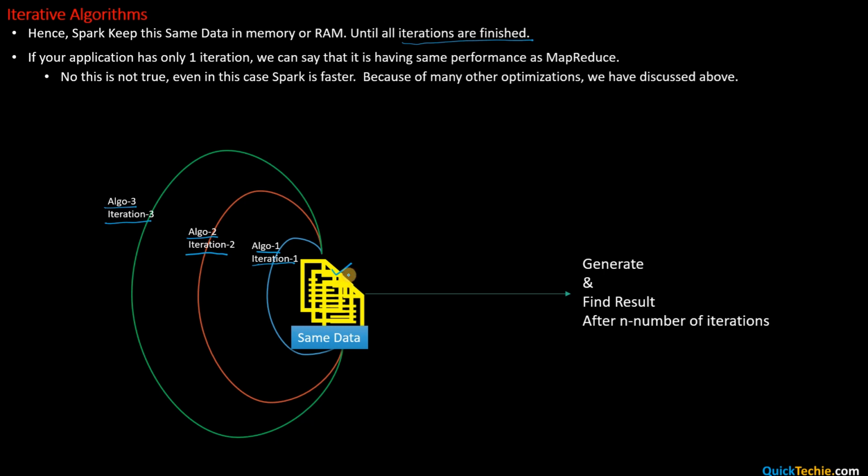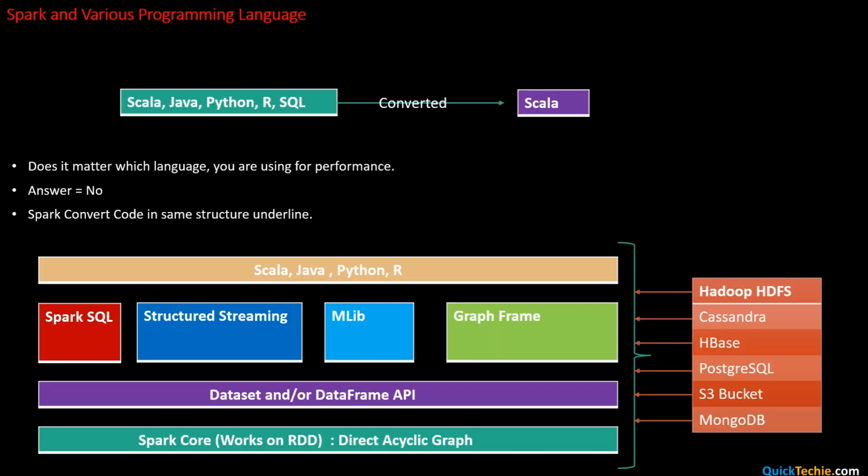So that is iterative algorithms: applying various calculations on the same data set, and Spark keeps this data set in memory. That is what makes Spark a very fast computation engine.